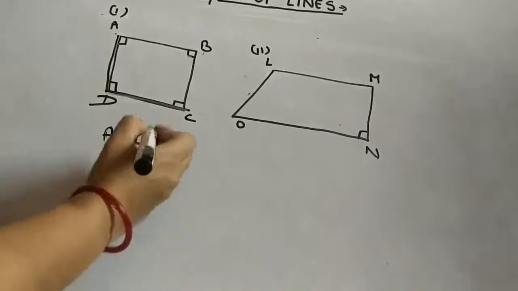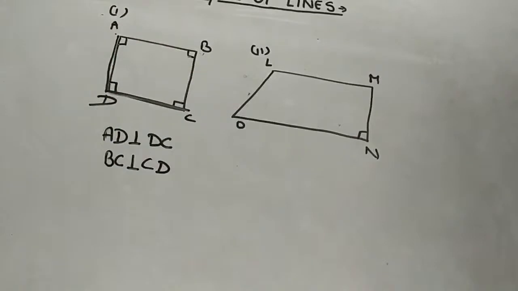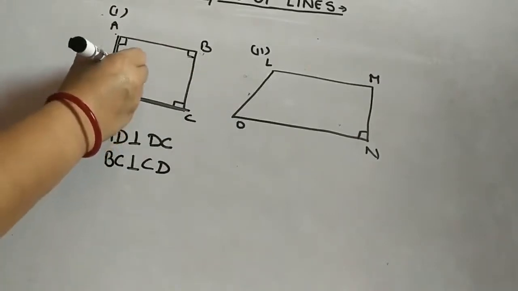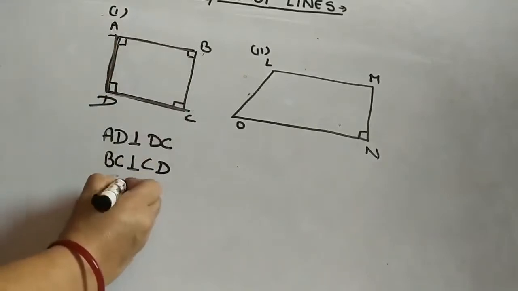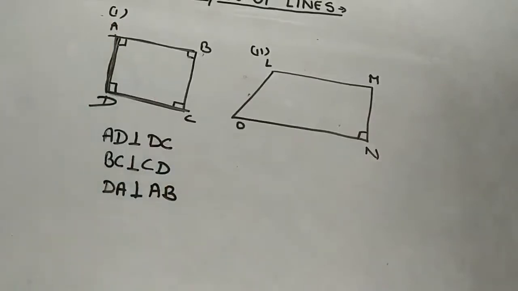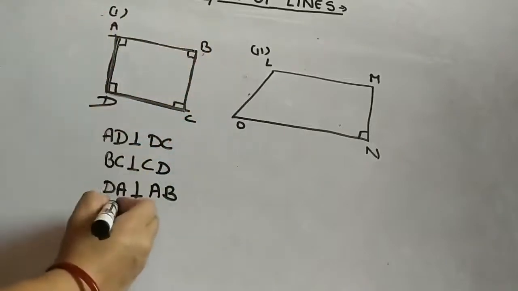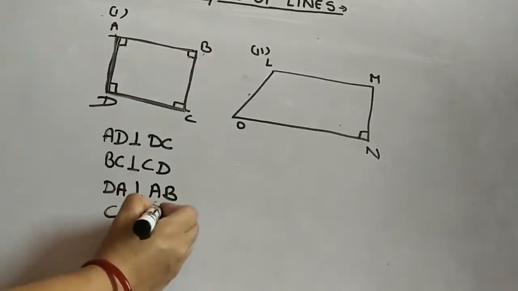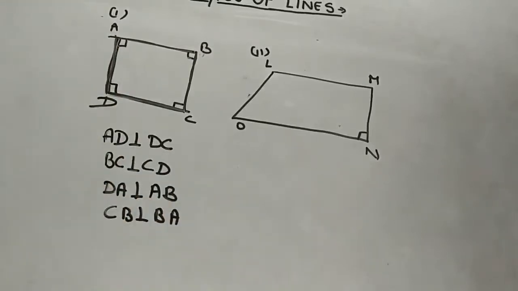BC is perpendicular to CD. Like this, line BA is also perpendicular to AB. So how will we write? DA is perpendicular to AB. Now this CB is also perpendicular to BA. These are the perpendicular lines in the shape ABCD, which is a square.